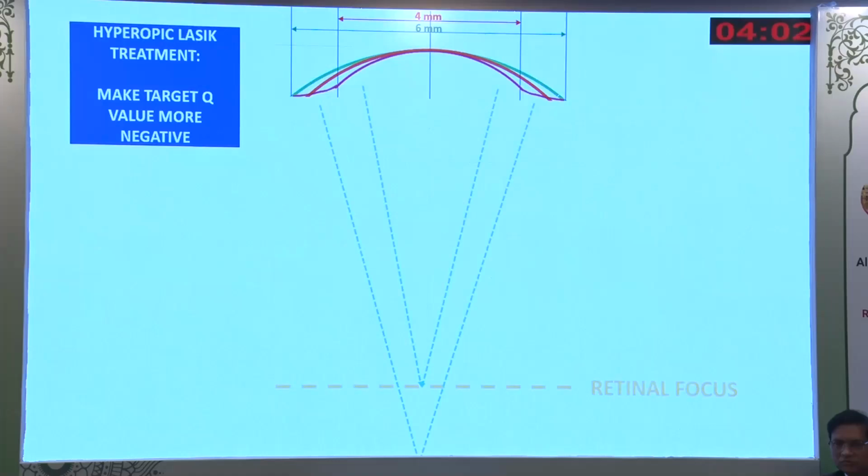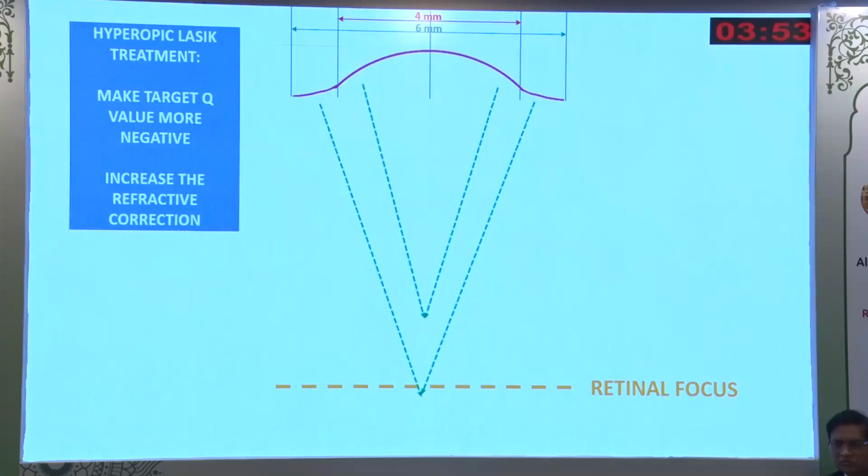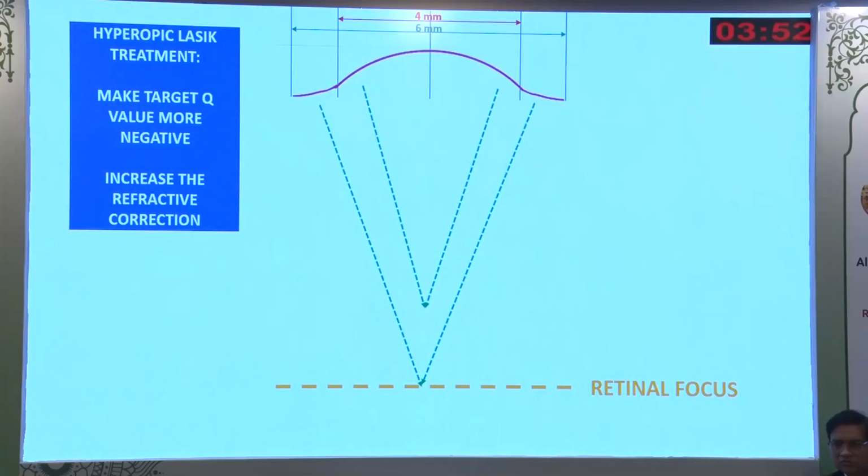It makes it more negative, so that the rays from the periphery are now focusing behind the retina, but the central rays focus on the retina. Then when you add refraction, all these rays come on the retina and you get a depth of focus. So this was the mathematical model.